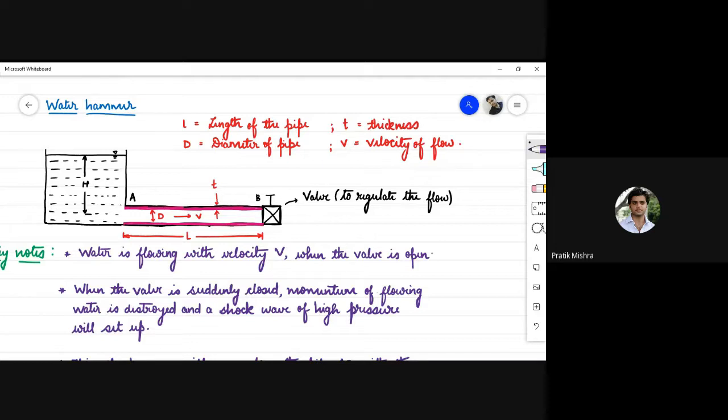Welcome back, students. Today we are going to discuss the topic of water hammer and what effects the hammering effect of water has in a pipe flow. We're going to see it today. So we're going to start with what we mean by water hammer.